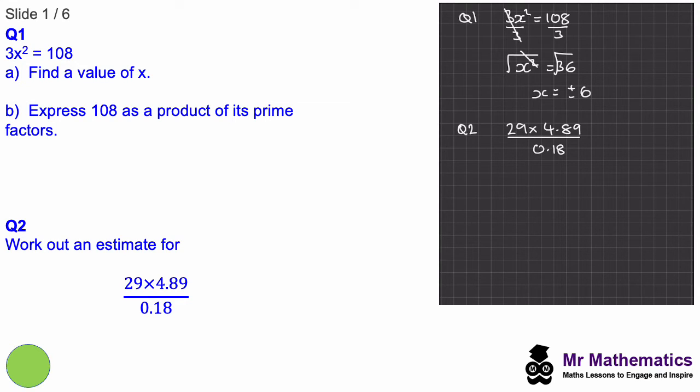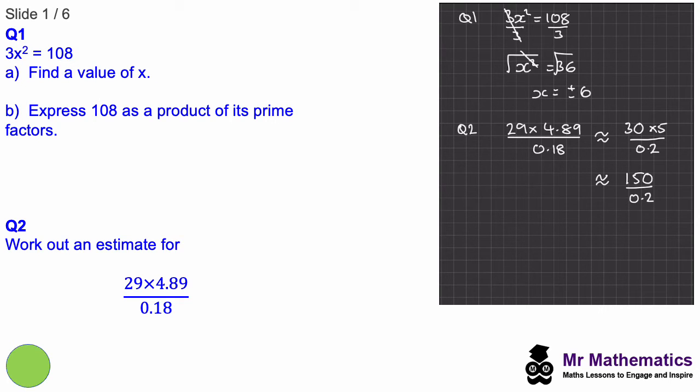Okay, for question 2, we've been asked to approximate this solution. So we're going to write the approximate symbol, and then we're going to round each of these numbers to one significant figure. So for 29, the 9 rounds the 2 up to a 3, so this becomes 30. The 4.89, the 8 rounds the 4 up to a 5, so 30 times 5. And then the 0.18, the 8 rounds the 1 up to a 2, so this becomes 30 times 5 divided by 0.2. So this is approximately 30 times 5, 150, divided by 0.2.